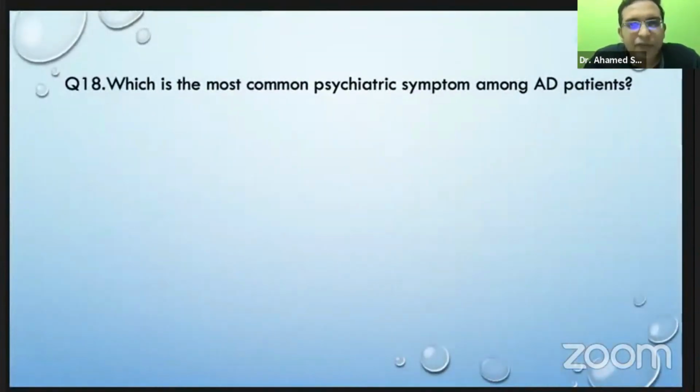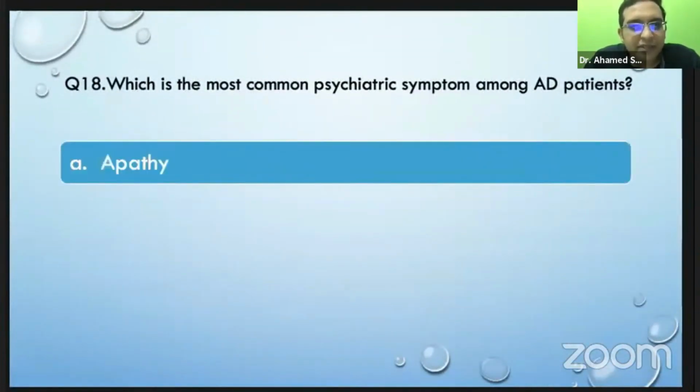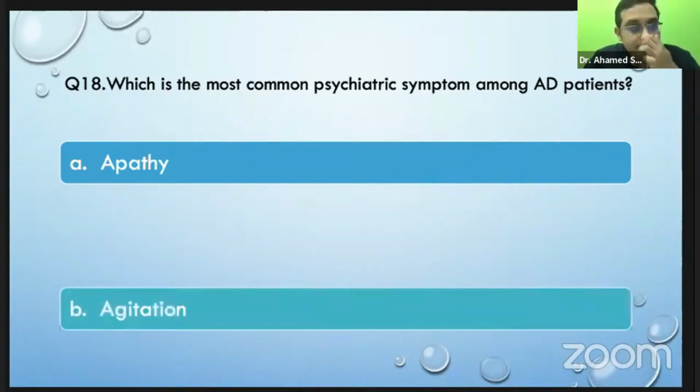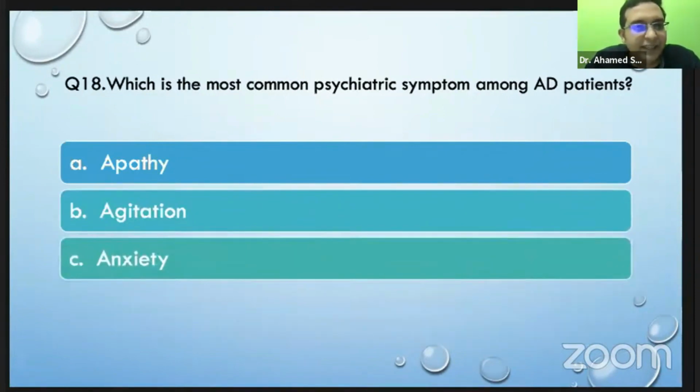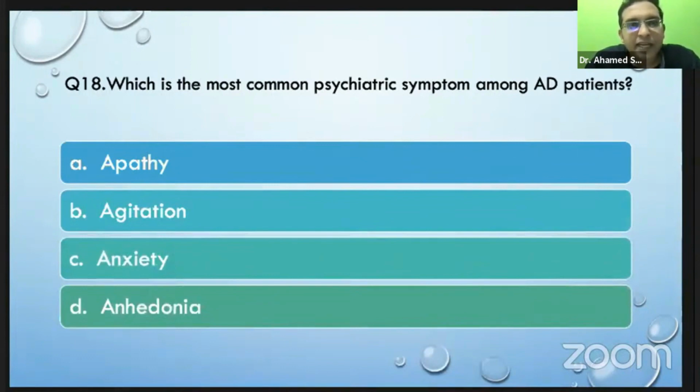This is a repeat question which is asked many times. Which is the most common psychiatric manifestation of Alzheimer's disease? Try to answer this. Is it apathy, agitation, anxiety, anhedonia? The Alzheimer's patient coming in front of your OPD, will you find him agitated, anxious, or apathetic?